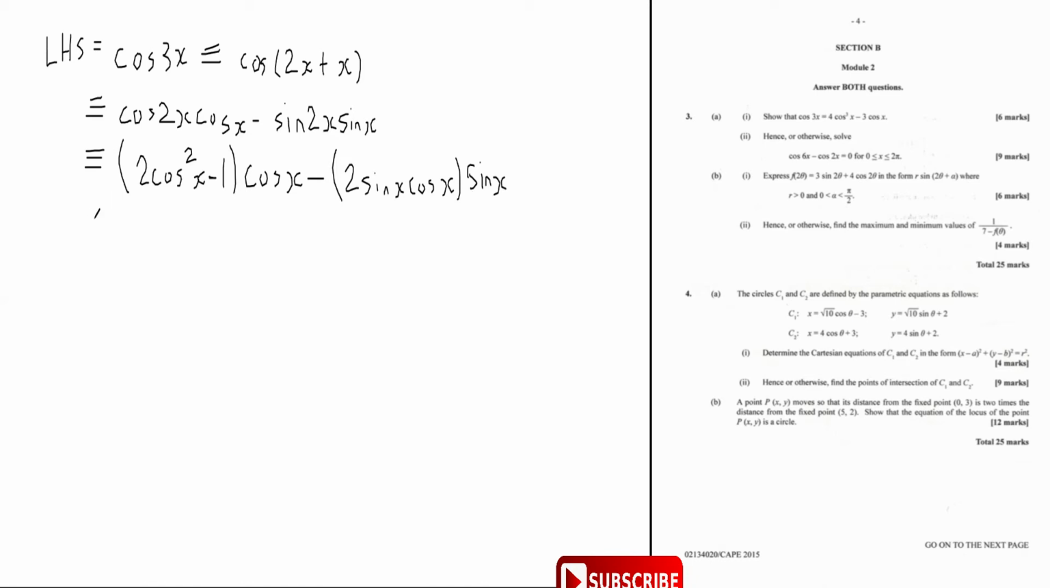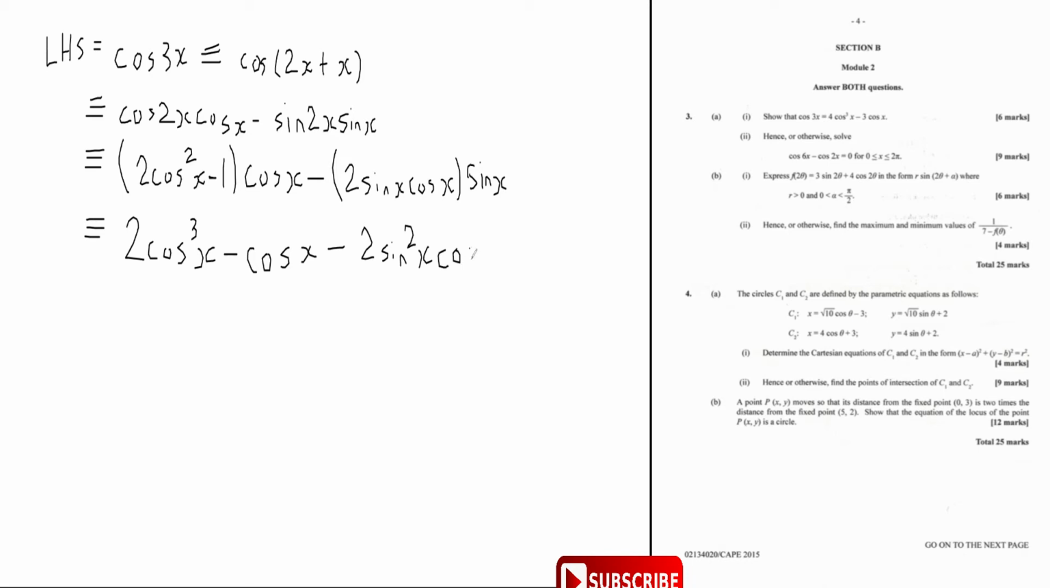And so what we do now is expand these out. Expanding through, 2 cos square x times cos x gives us 2 cos cube x, minus cos x times 1 is cos x. Then minus, now 2 sine x cos x times sine x becomes 2 sine square x times the cosine of x, because sine times sine is sine square.